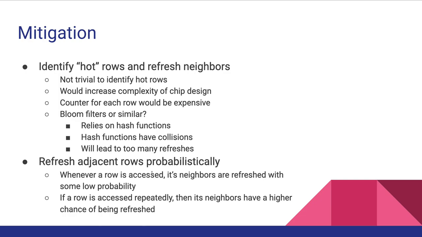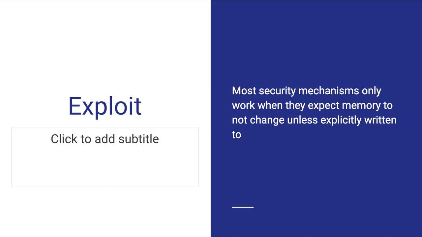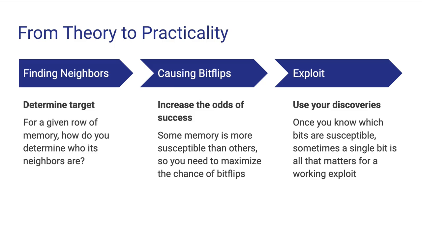So this is all theory for now, but some researchers at Google's Project Zero took this information and crafted it into a working exploit. They did this by first trying to find out who the neighbor rows are for their target rows, and then how to increase the likelihood of bit flips happening in that row. And then once you determine which rows and what methods cause bit flips, how do you use that in a meaningful exploit where only a single bit or a handful of bits is all that's really necessary?